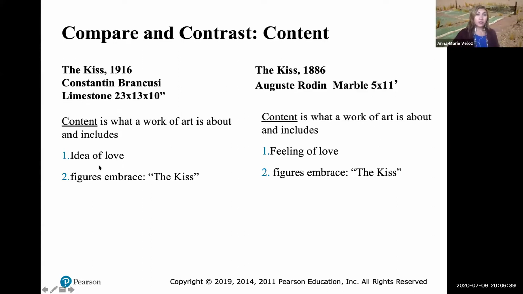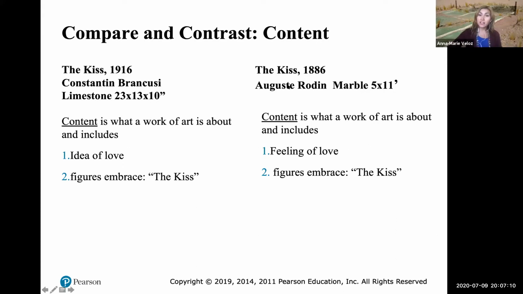So Brancusi's again on the left-hand side of the screen. That is the one that is the cubist form, geometric form. And that's more about the idea of love, perhaps. So the idea that two people are interconnected, they're in sync, they know each other well, and they just have more of that idea of how love can be. And then number two, the figures, if we look at the content, we understand that they're kissing, it's an embrace.